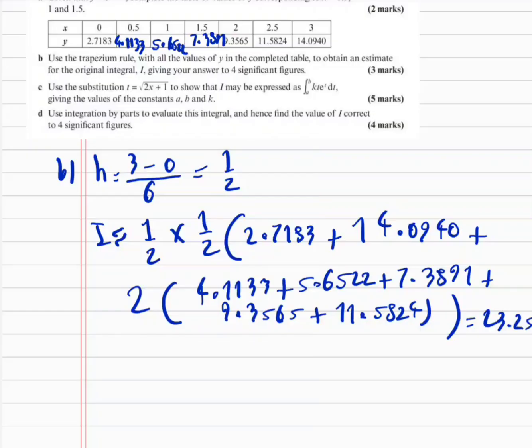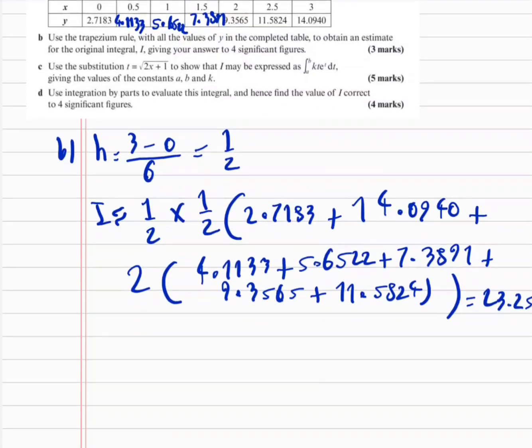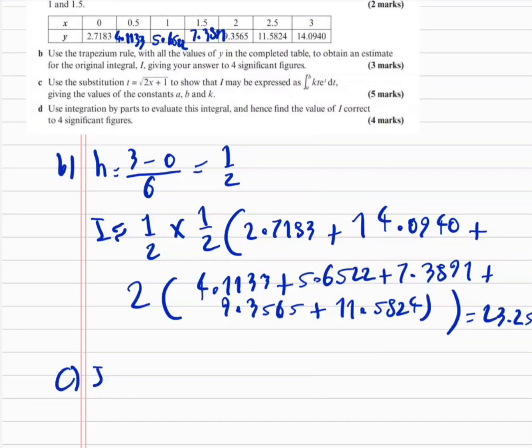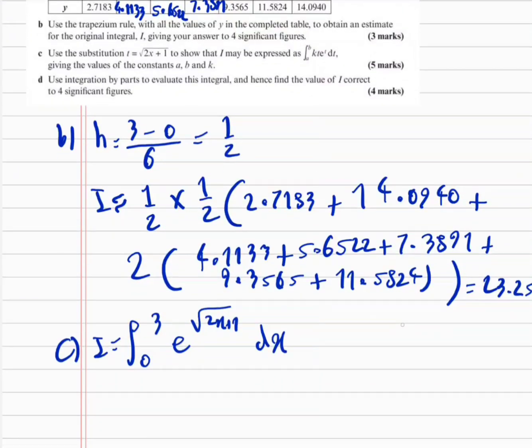In part C, we want to use the substitution t is equal to root 2x plus 1 to show that I may be expressed in this form. All right, so first of all, remember that the integral is e to the power of root 2x plus 1 dx. Okay, so now we are going to use this substitution that they have given us. So the substitution is t is equal to root 2x plus 1, which can be written as 2x plus 1 to the power of half.